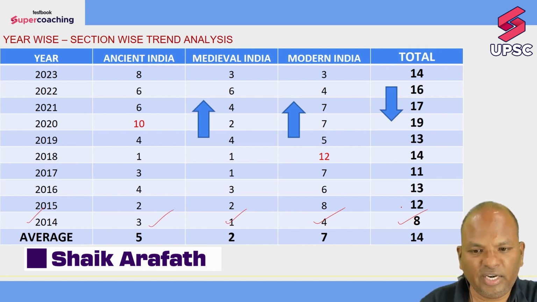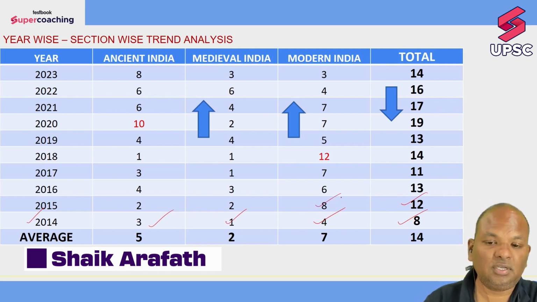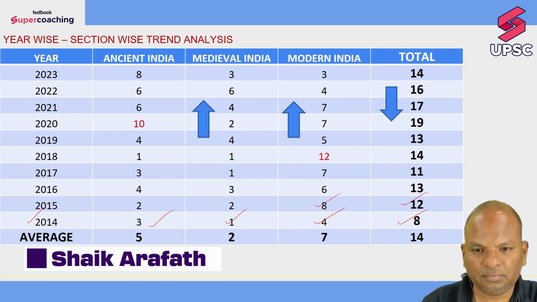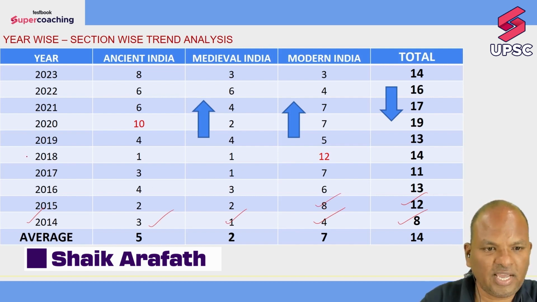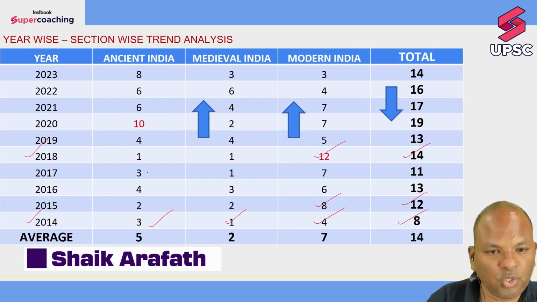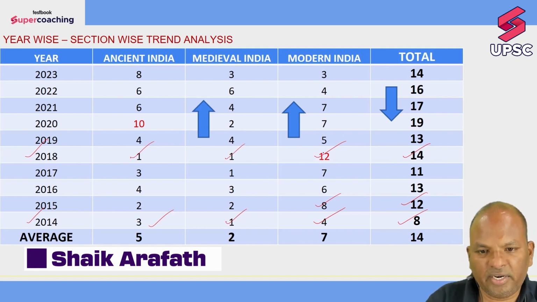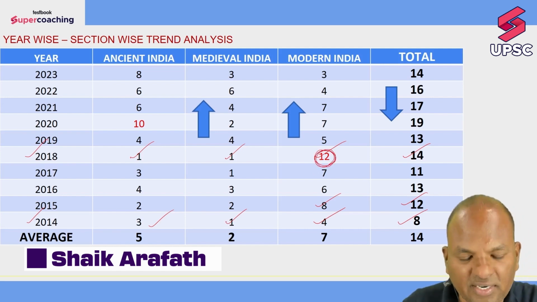Similarly, in 2015, 12 questions were asked, of which 8 questions were from modern Indian history. And take a look at the number of questions in 2018. In 2018, altogether 14 questions were asked from history, of which 12 were from modern Indian history. There were only 2 from ancient Indian history and medieval Indian history put together.